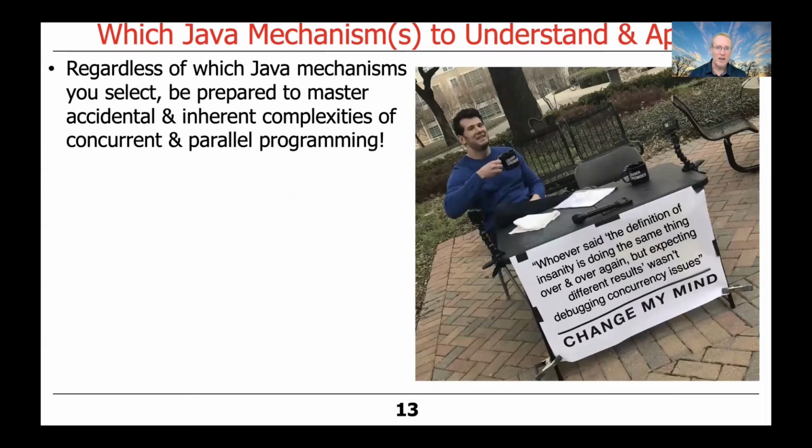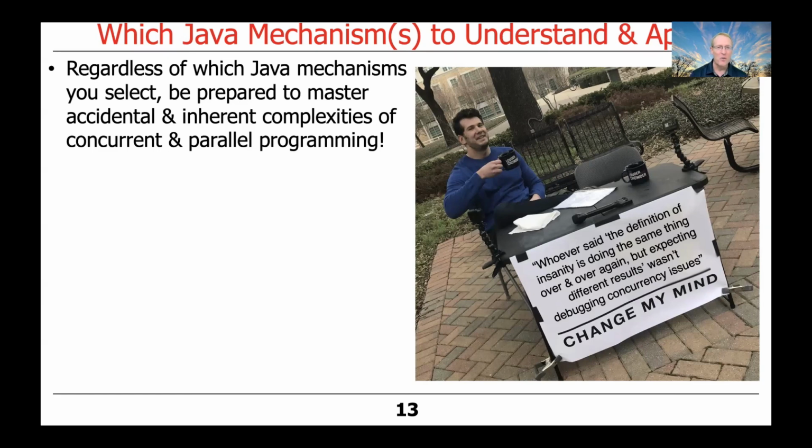Regardless of which Java mechanisms and frameworks and so on that you select, you need to be prepared to master the accidental and inherent complexities of concurrent and parallel programming. And all these mechanisms and frameworks help you in that capacity, but there's still additional work to do. This particular meme has always struck me as being funny. It says, whoever said the definition of insanity is doing the same thing over and over again, but expecting different results, wasn't debugging concurrency issues. And that is so true.